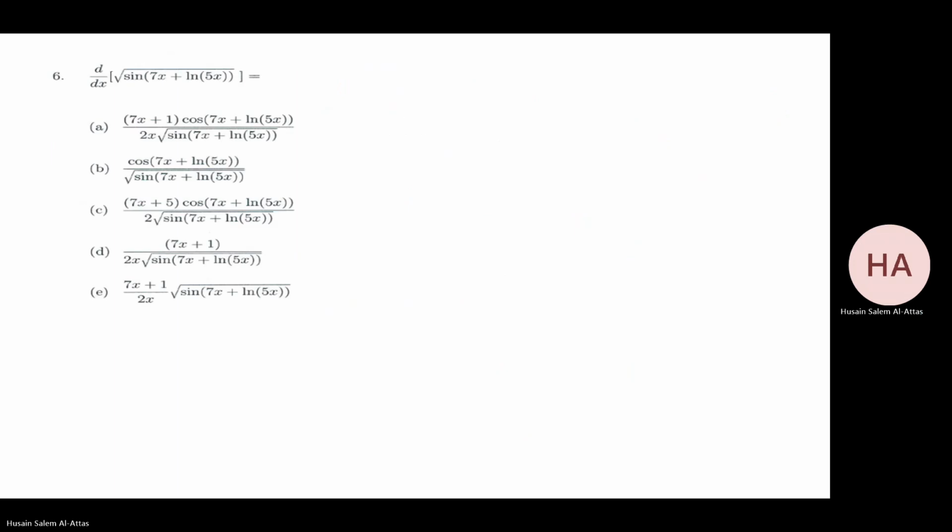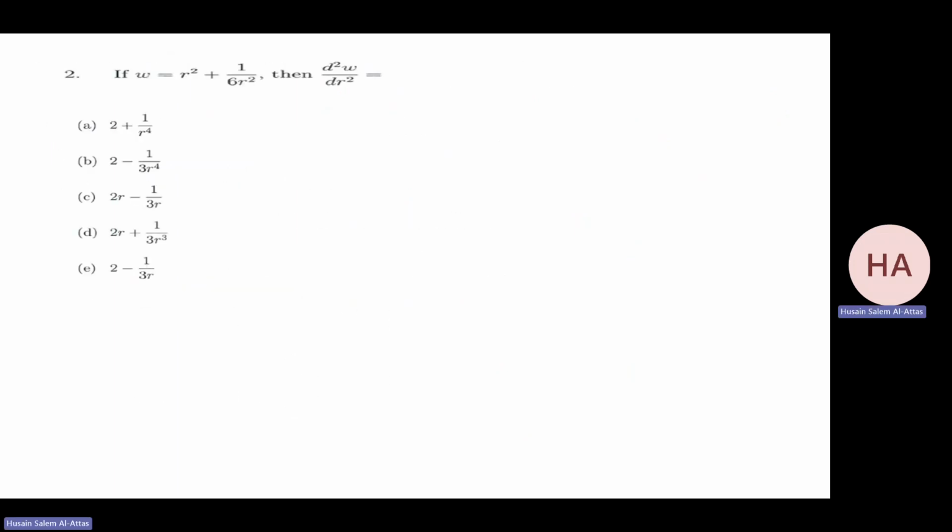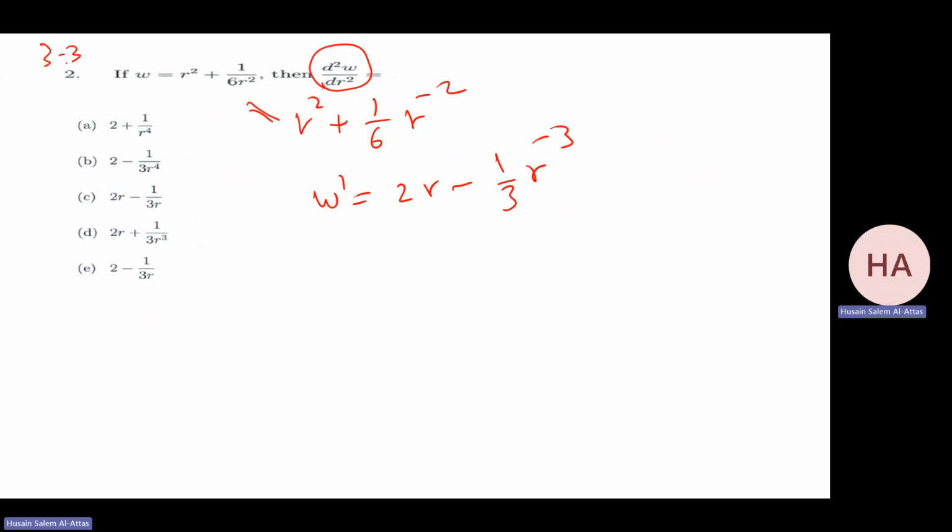Okay, w equals r square plus this, so w is r square plus 1 over 6, r minus 2. Now, the second derivative. So the first derivative is 2r minus 1 over 3, r minus 3. Actually, this is in 3.3. Since I just need the second derivative, nothing to worry about. R square plus 1 over 6, r minus 2. This is minus 2 over 6, which is minus 1 over 3, r to the minus 3. Second derivative will be 2. This is what? Plus r to the minus 4, which is 2 plus 1 over r to the power 4, which is this.